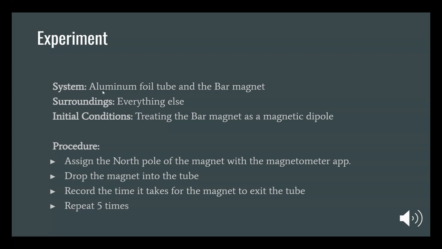Experiment-wise, the system would be the aluminum foil tube and the bar magnet. The surroundings is everything else. And our initial conditions will be treating the bar magnet as a magnetic dipole. Procedure-wise, we need to assign the north pole of the magnet with the magnetometer app, drop the magnet into the tube, record the time it takes for the magnet to exit the tube, and then repeat that 5 times.